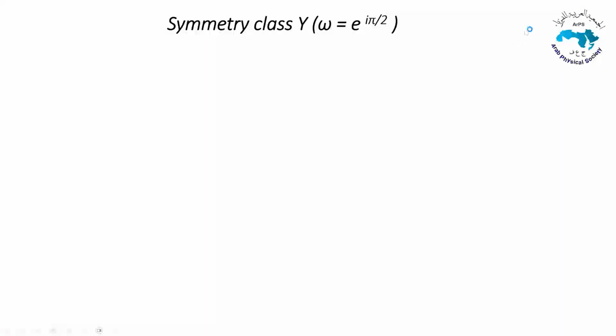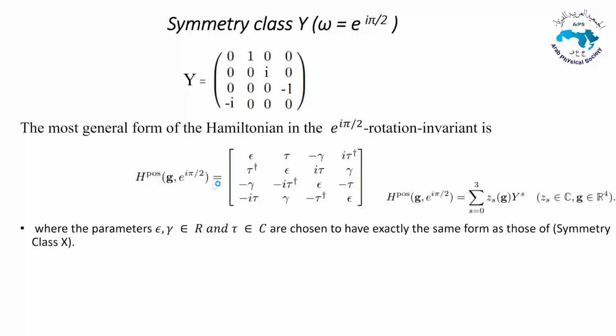So we also have the class Y. If we consider the class Y, this is mainly a pi over 2 rotation. So in that sense, we have another Hamiltonian, that is the second class. We have a Hamiltonian that should have this general form here. And in this general form, again, we have 1 parameter, 2 parameters from here, and 1 parameter. So we have 4 parameters.